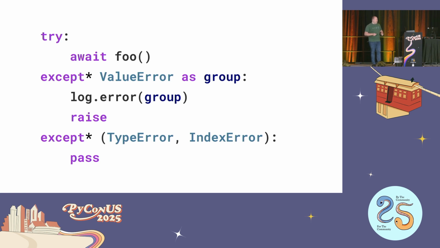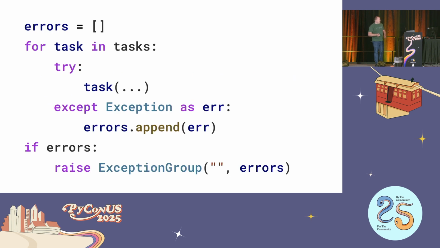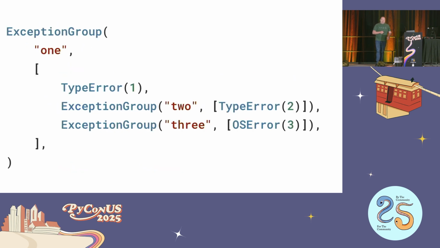The except star syntax can catch either a bare ValueError, if foo happens to raise a ValueError, or it can catch the subset of an exception group that matches that type. So if we jump back to this exception group before, we will not catch anything for a ValueError. But if we ask to catch an OSError, we will get an exception group containing an exception group containing an OSError, and we'll drop the parts that don't match an OSError. Does that make sense? If we asked for except star TypeError, we would have an exception group that contains a TypeError and an exception group which contains a TypeError, but not this last line.